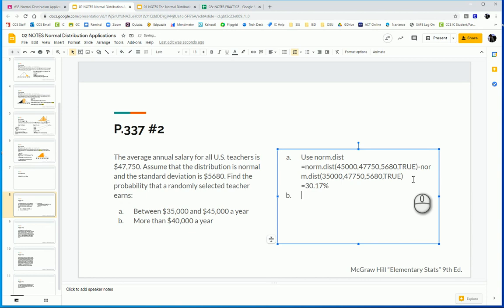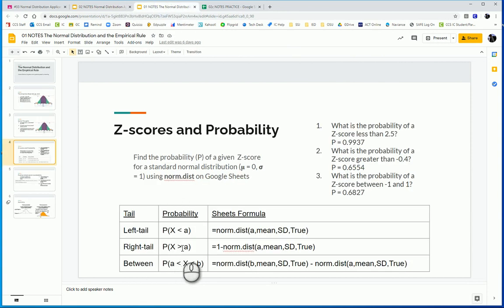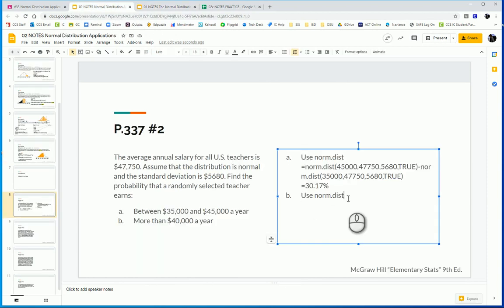Okay. All right, B, more than 40,000. So again, this is norm.dist because they're asking for probability. And more than 40,000, so that's more than. So the probability that x is greater than a value is 1 minus norm.dist. So equals 1 minus norm.dist of the left bound, 40,000, comma, the mean, which is 47,750, comma, the standard deviation, which is 5,680, and then true.